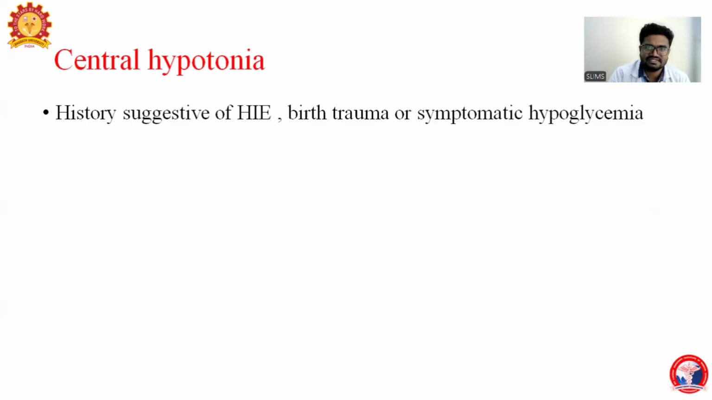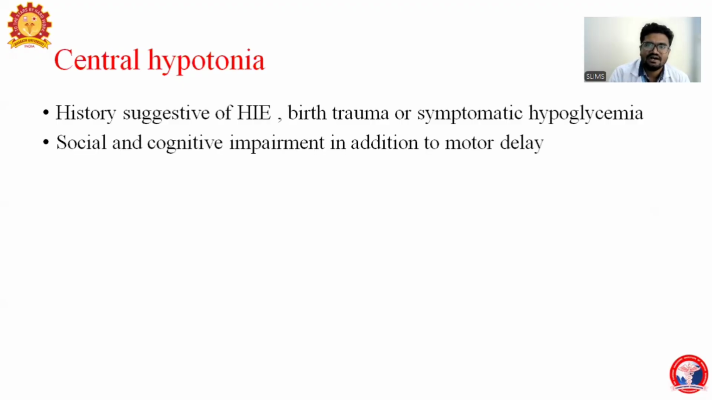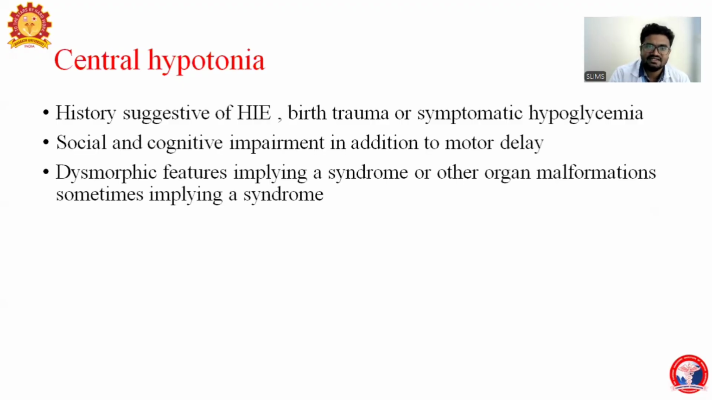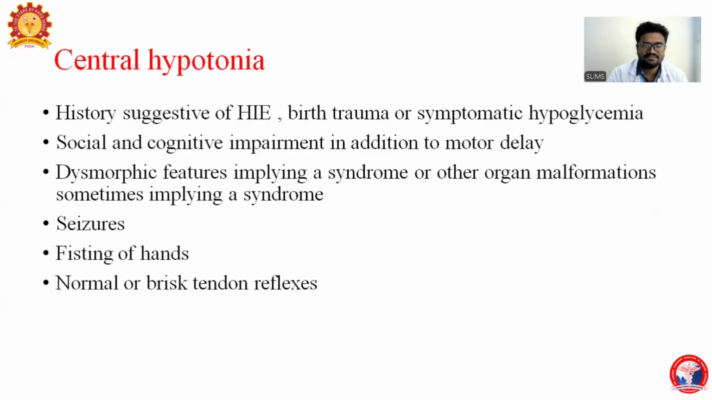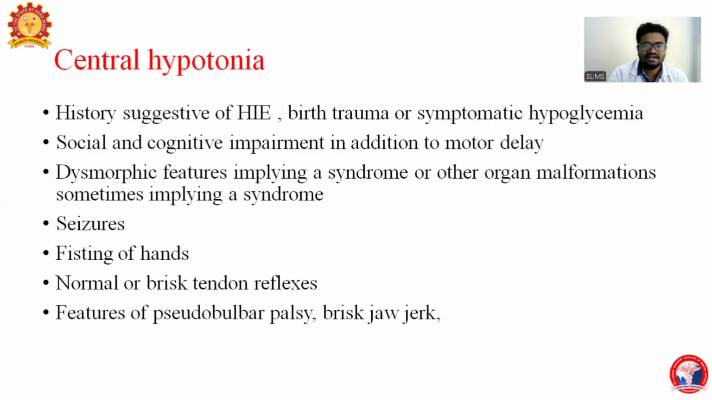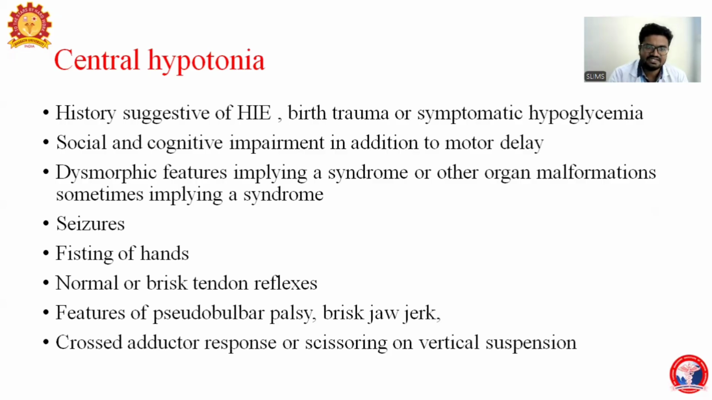In central hypotonia, as we discussed earlier, there is history suggestive of hypoxic ischemic encephalopathy, birth trauma, or hypoglycemia in the newborn, and the baby will have a developmental delay, dysmorphic features and other organ malformations. The baby will have seizures in the newborn period, and the baby is strong, so there is twisting of hands, and deep tendon reflexes will be brisk, and there will be features of pseudobulbar palsy, where the tongue is spastic, the jaw jerk is brisk. And the adductor response is crossed because of the increased tone.